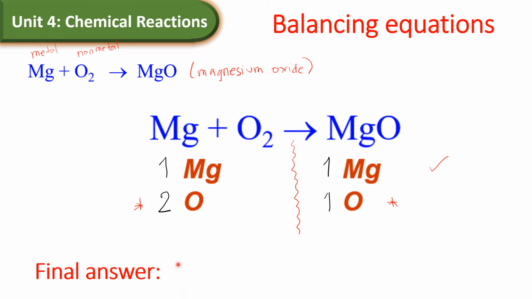So in order to make this balanced, let's do an experiment here. Instead of making it 1, you have to look at the reactant and the product at the same time. So if my reactant has 2 oxygen, maybe I can have the oxygen in the product side be 2. Now, if you look at your product here, you have your MgO.